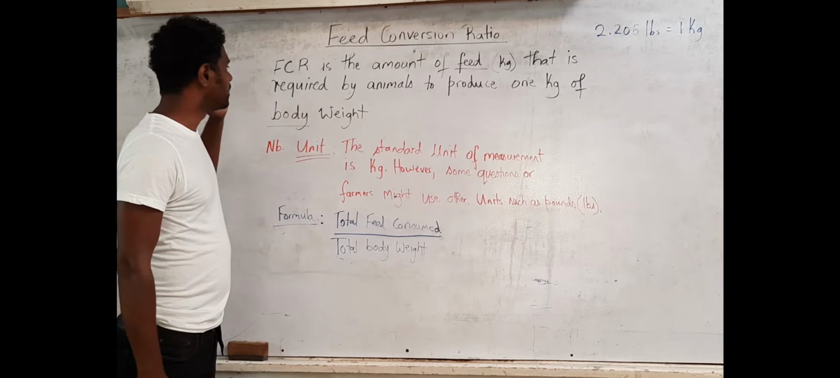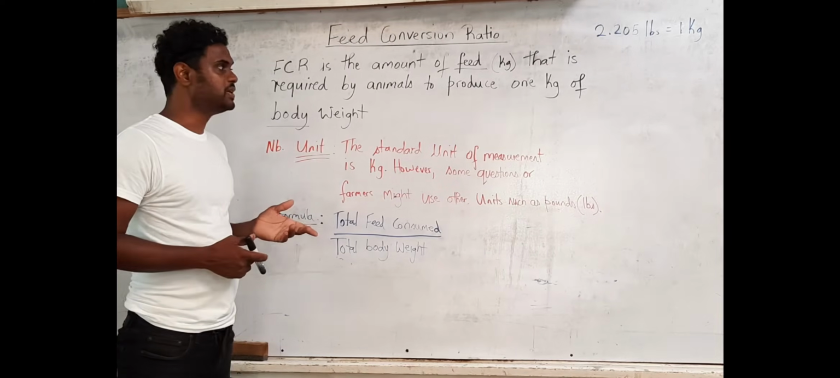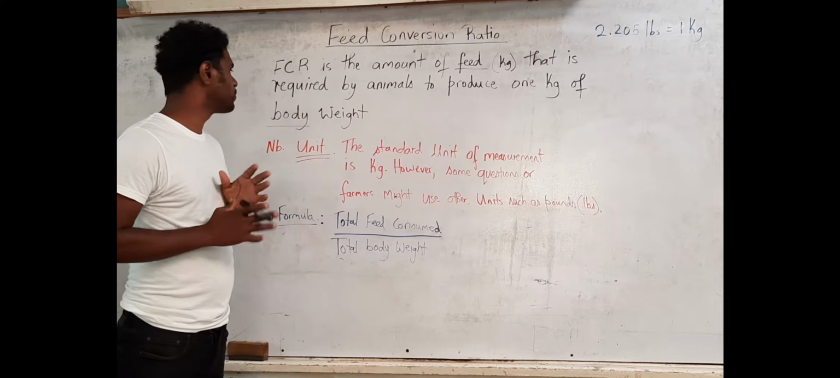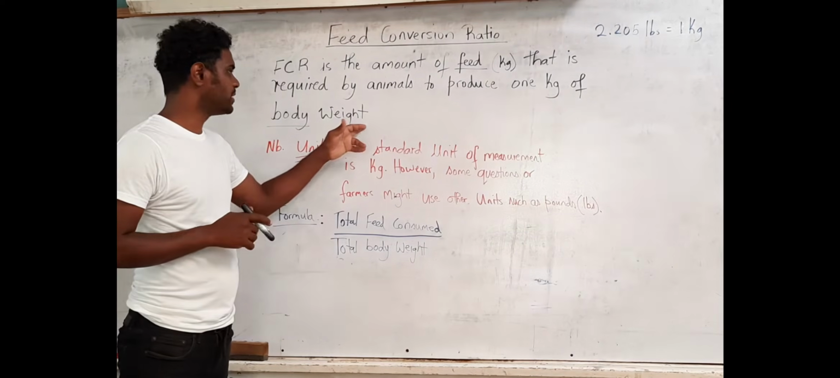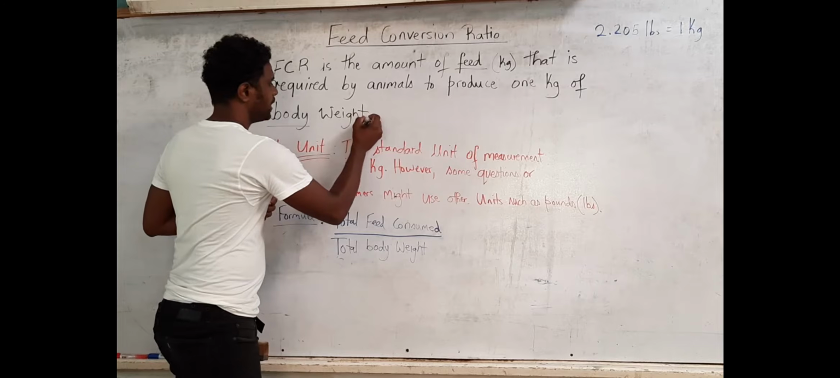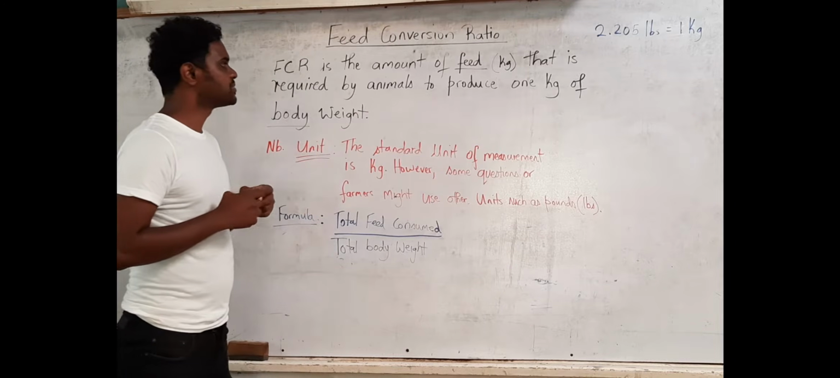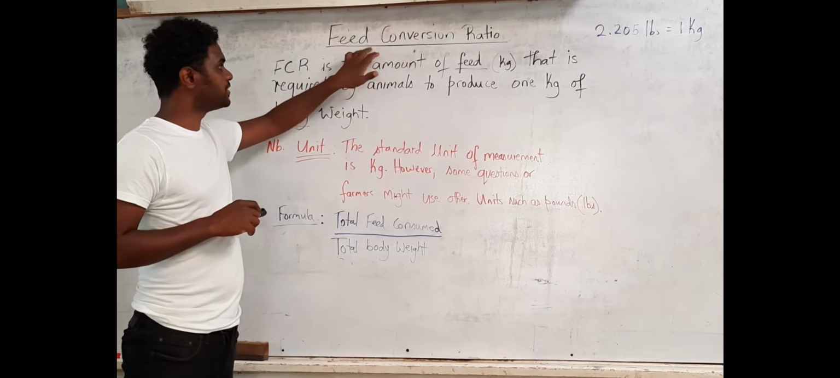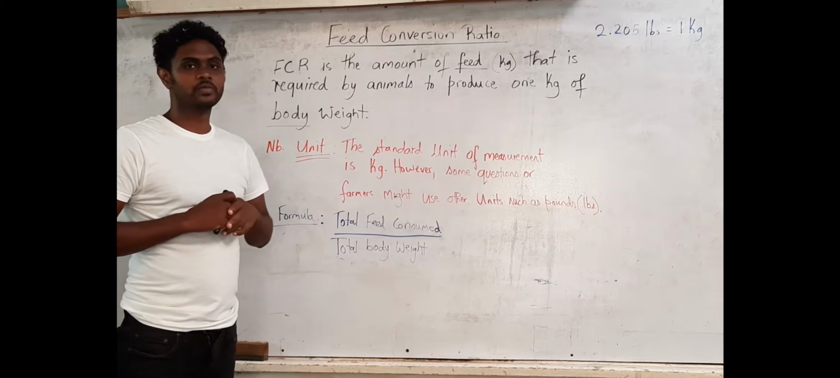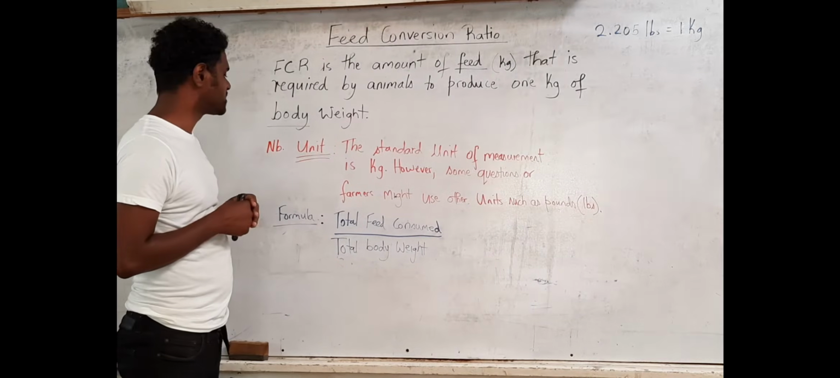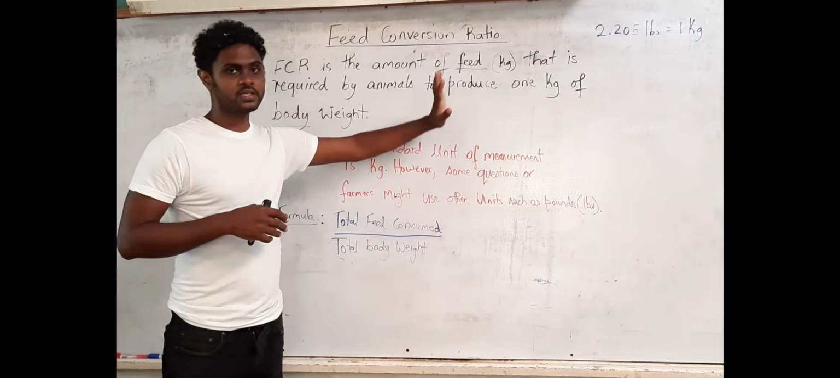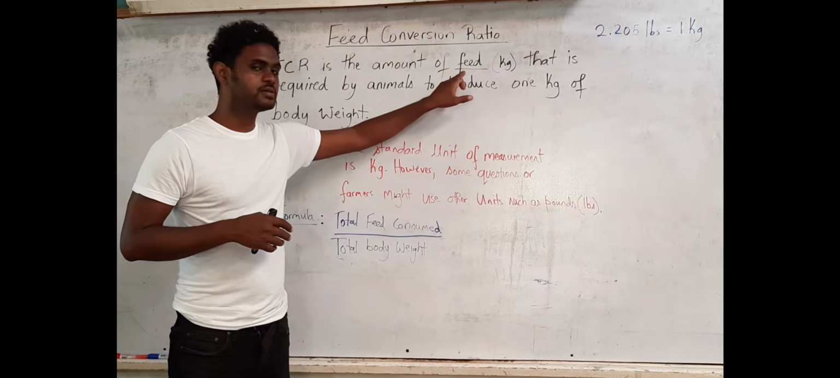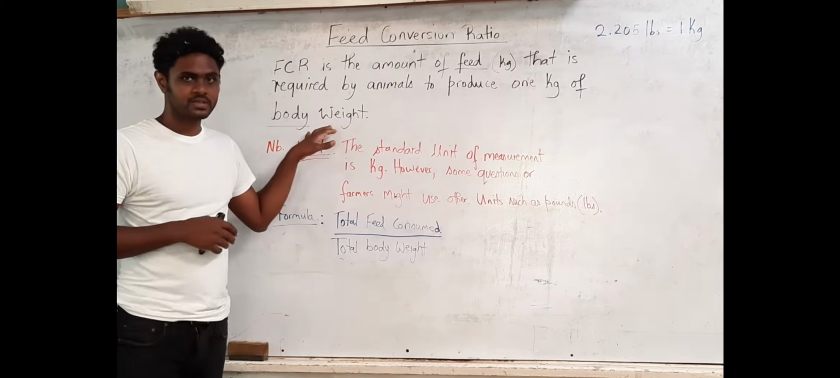So it is said feed conversion is the amount of feed in kilogram that is required by animals to produce 1 kilogram of body weight. Alright, so let's break that down. Importantly, it says it is a ratio, and we're talking about feed conversion ratio. So, what the ratio is about? The ratio is speaking specifically about the feed that the animal consumes and how much of that feed is converted into body weight.